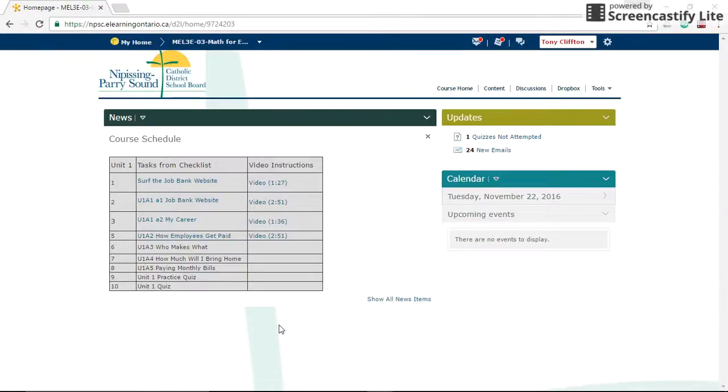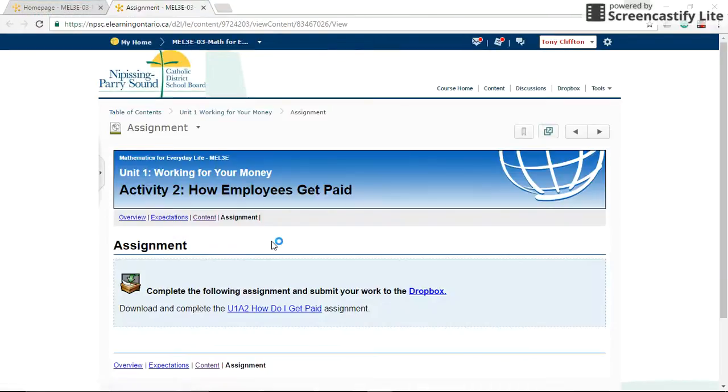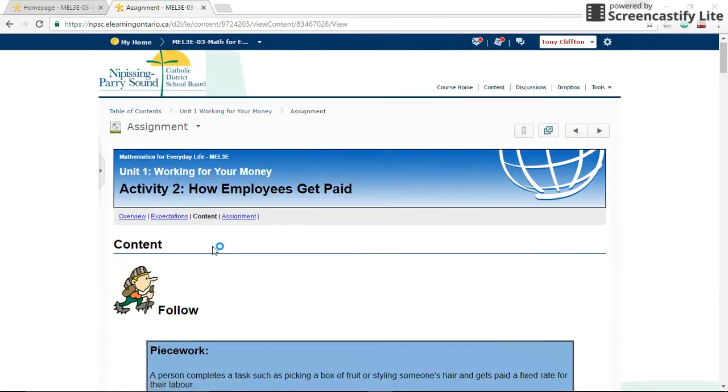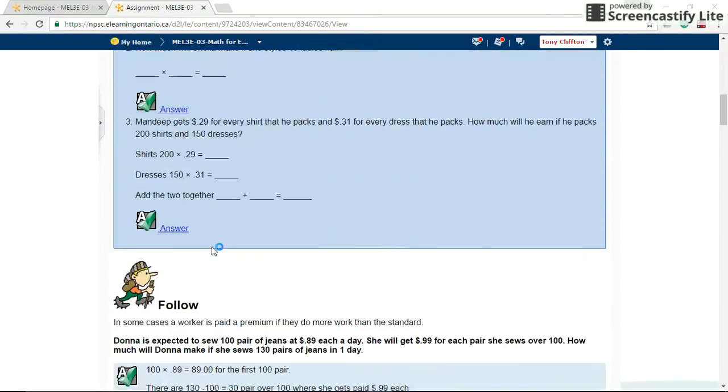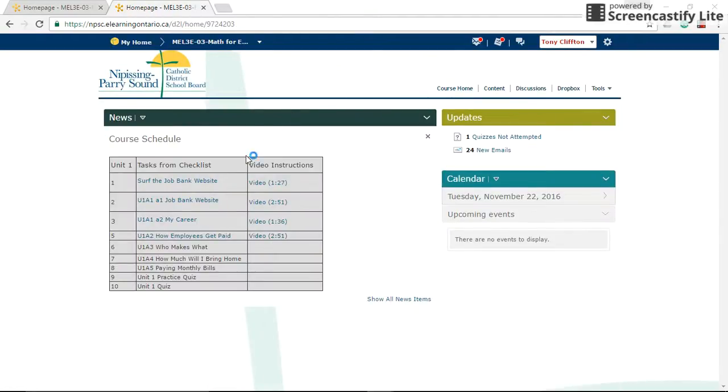Good morning. The task today is Unit 1, Activity 2, How Employees Get Paid. So I could click this link and it'll take me directly to that assignment. And here it is. But before I do the assignment, you do need to read the content. So to start right from the beginning then, we know that this is the task to work on for today. And we need to be aware that there were other tasks to complete.